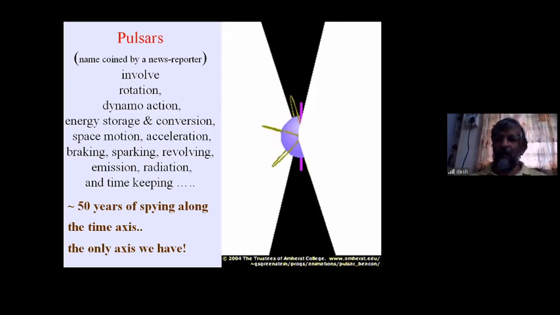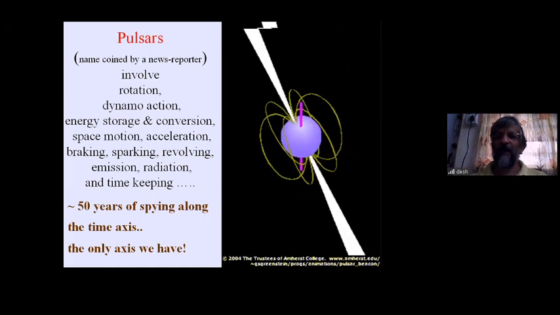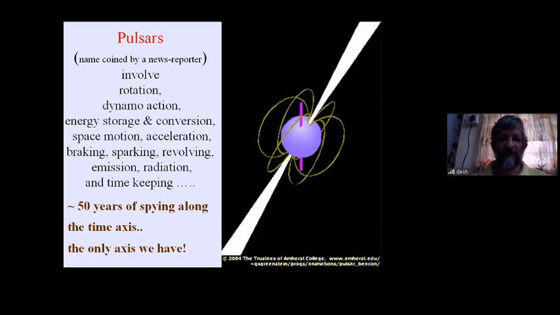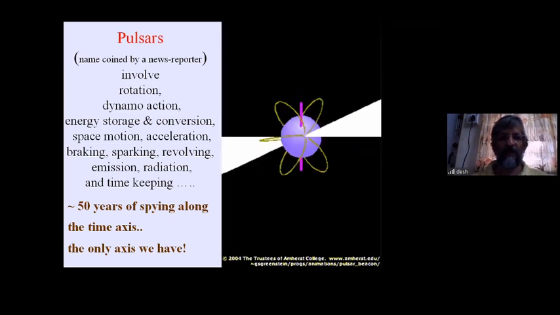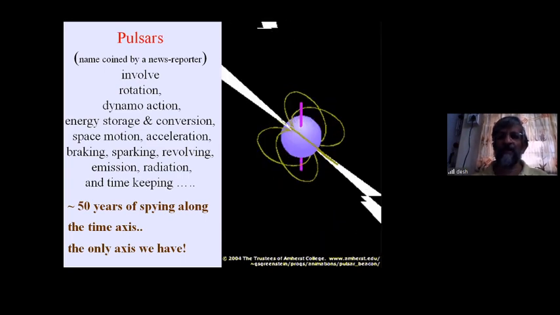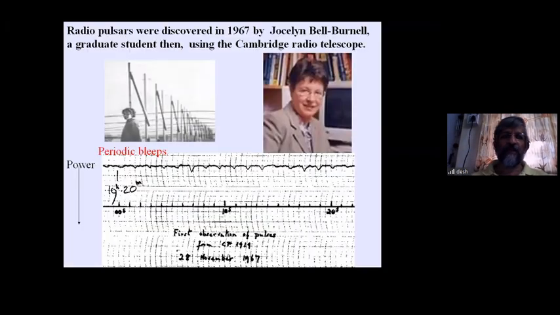timekeeping. We have been spying on these objects for the last 50 years, and the primary axis along which we have information from them is the time axis. And we have been able to decipher lots of things about them, but a lot remains not understood even today after 50 years. Of course, the story started when Jocelyn Bell, in 1967, when she was a graduate student at the Cambridge Radio Telescope.